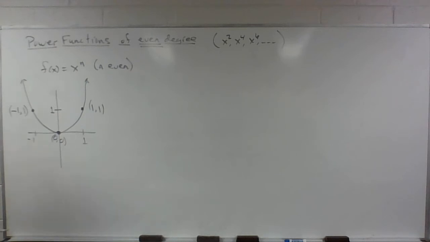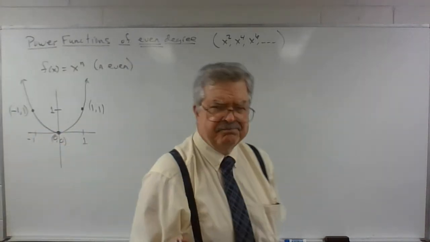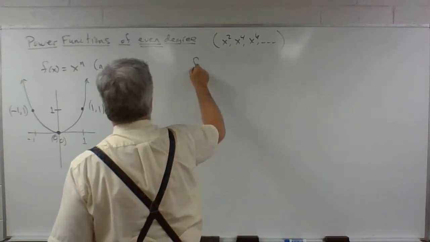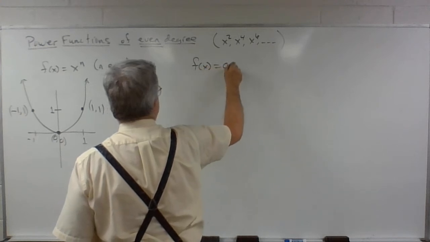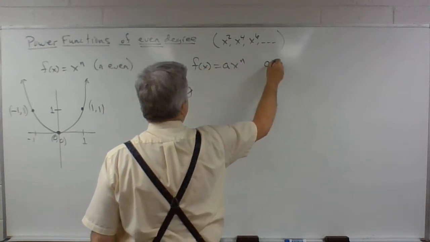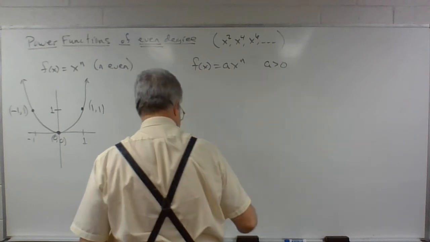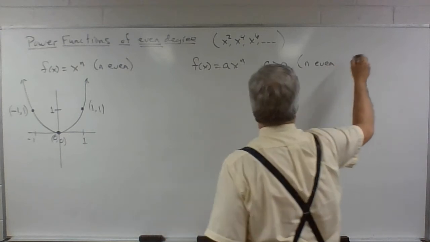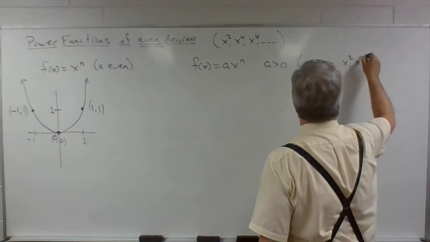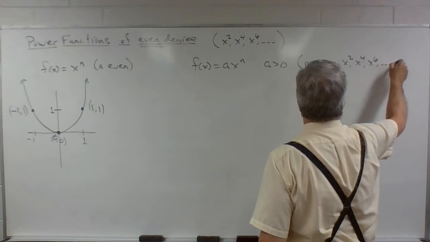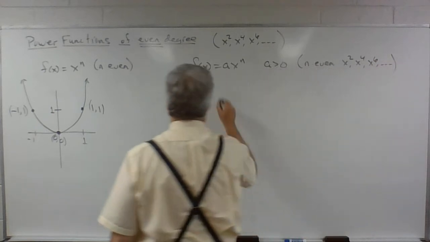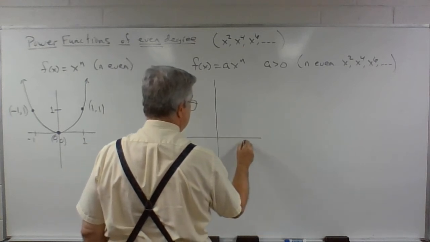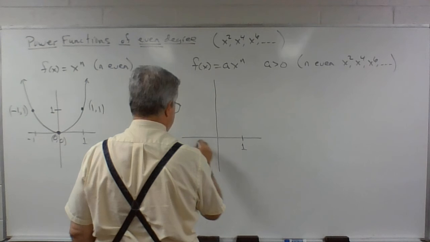And let's consider just a slight variation of this. f of x equals a x to the n, where a is positive and n is even. So we have x squared, x to the fourth, x to the sixth, and so on. The shape of the graph and its orientation are going to look very much the same.